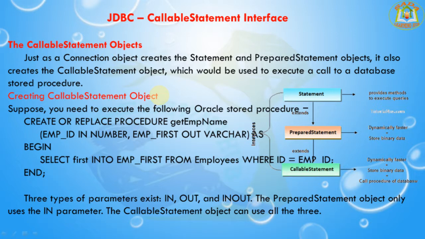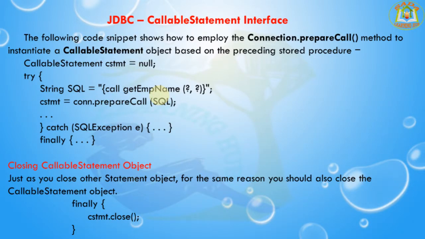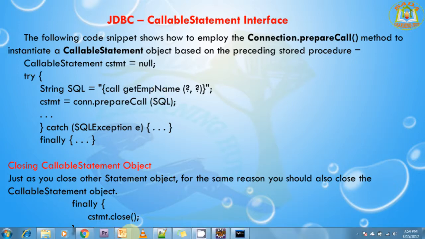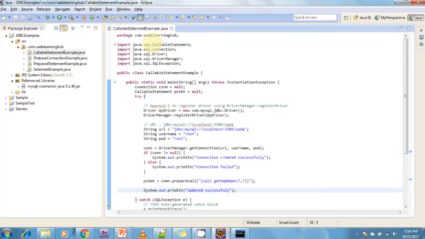Now I can show how to create the CallableStatement object in our program. For that, I am going to explain practically. See here, I am creating a CallableStatement object. CallableStatement cstmt is equal to null. I am declaring a CallableStatement object here.